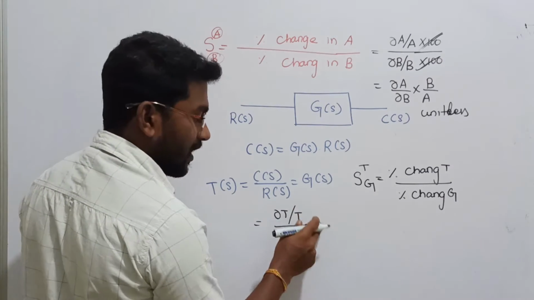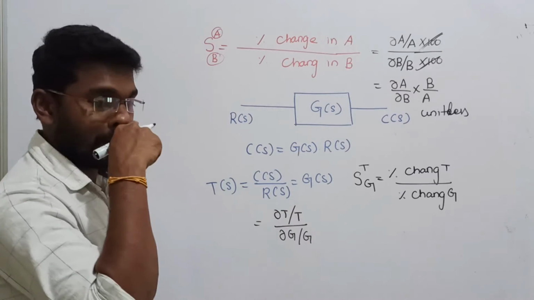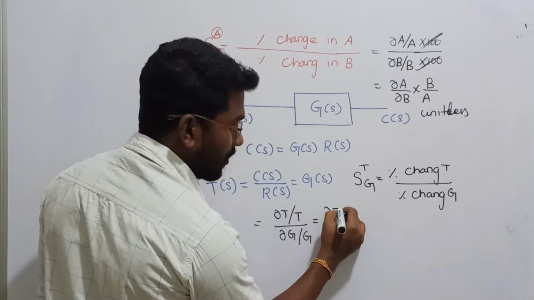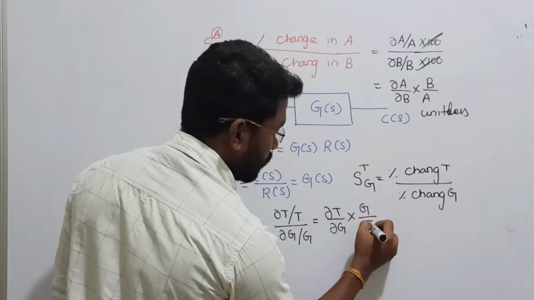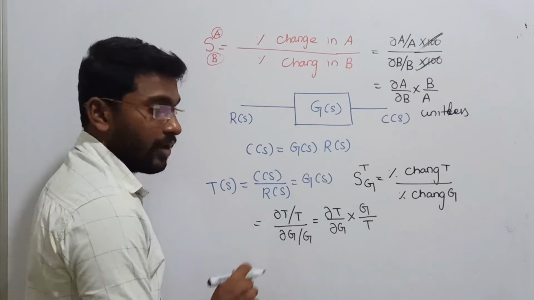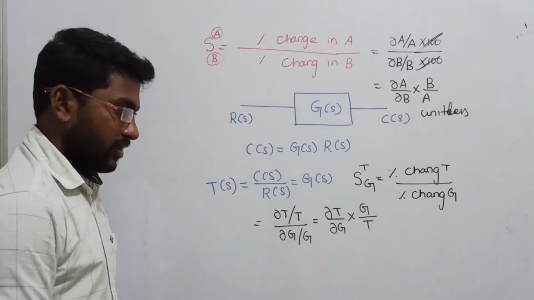Of course, in percentage, 100 into 100 divided by 100 gets cancelled out, I know. So this formula can be further written as dou T by dou G into G upon T. That is the generalized formula to obtain the value of open loop transfer function sensitivity.